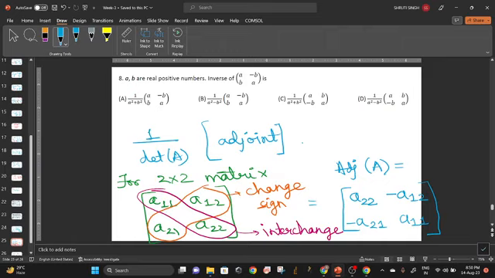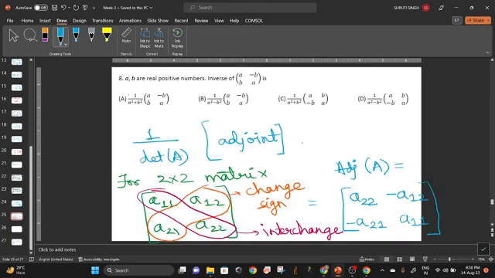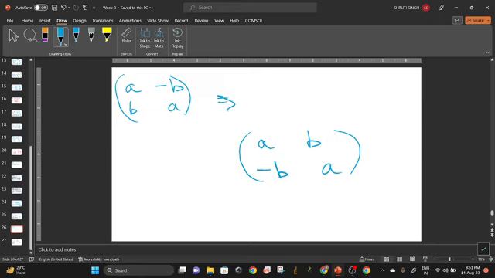So we can simply do that for this one. A, minus B, B, A. Now the adjoint will be: interchange these two, A, A, change sign of these two, B, minus B. And the determinant will be A square minus of minus B dot B, so this will be A square plus B square. So this will be the inverse.